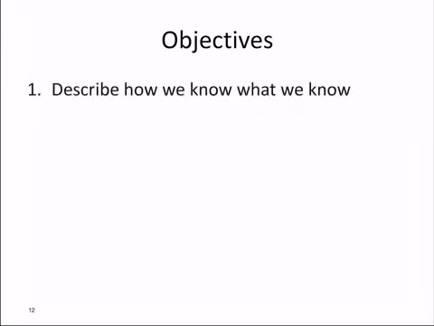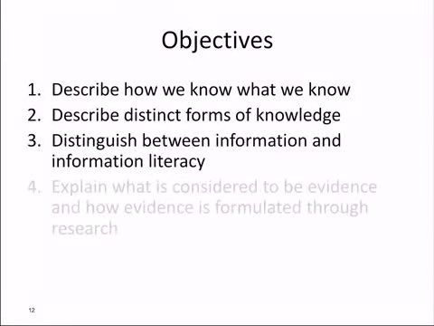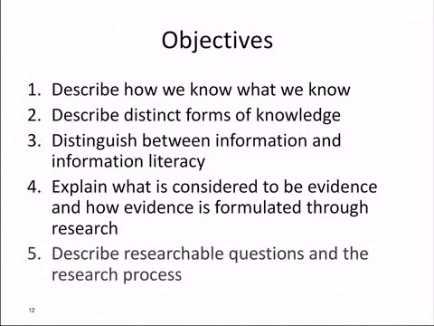As you move on to Chapter 2, we learn how to describe what we know. We are able to describe different forms of knowledge. We're able to distinguish between information and information literacy. We are able to explain what is considered to be evidence and how evidence is formulated through research. And finally, describe researchable questions and the research process.